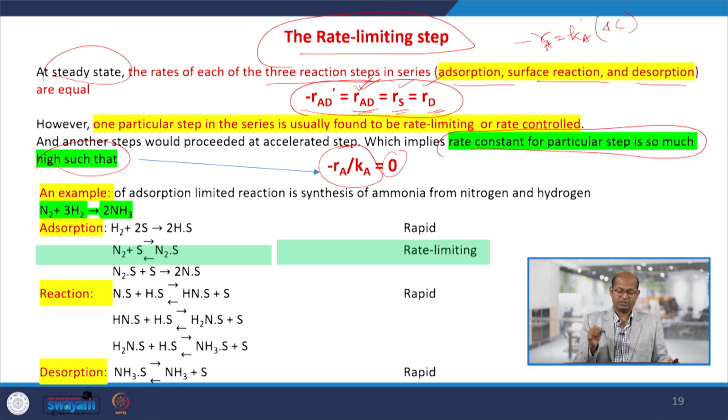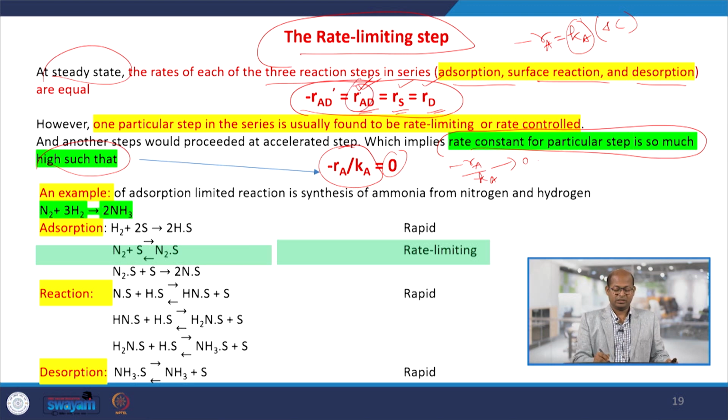If the adsorption step is the rate determining step, then this part would be very high. Once this rate constant is very high, minus RA by Ka is close to 0, or it may be 0. The rate would be negligibly small. Therefore that would be the rate limiting step. Once it is the rate limiting step, considering that step or reaction is very crucial for the whole reaction, and then we can find a particular rate equation.